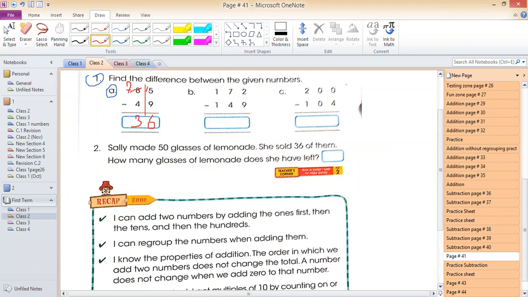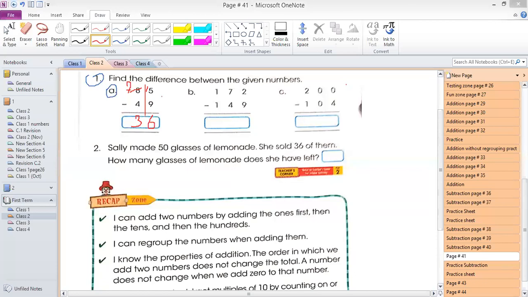Because it has given 1 to the ones. It was 8, but once it gives 1 to the 5, it is now 7. Okay? That's why it is 7. And 7 minus 4 is equal to 3. Yes, guys. Is it the correct answer? Yes, sir. Very good.